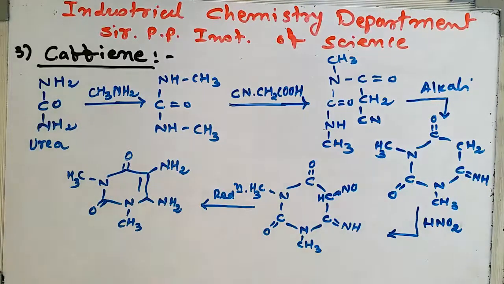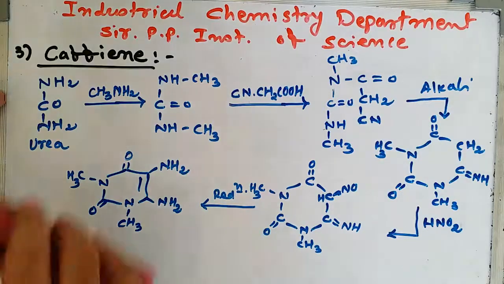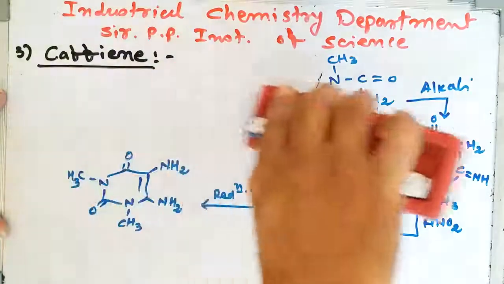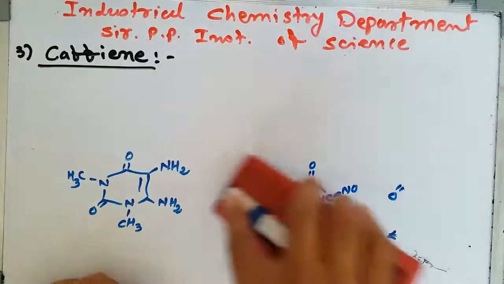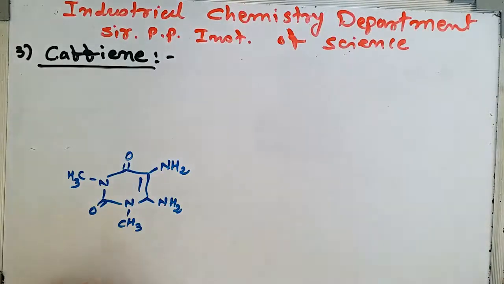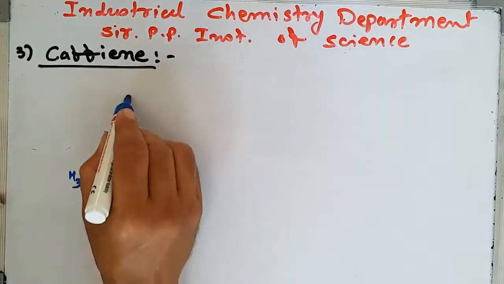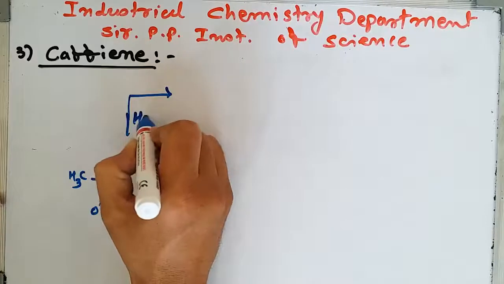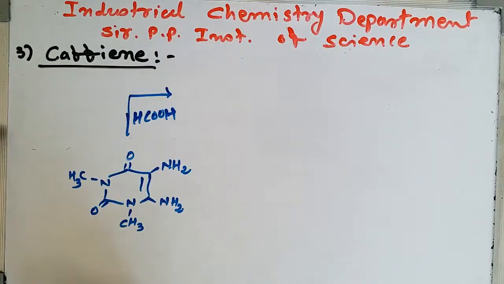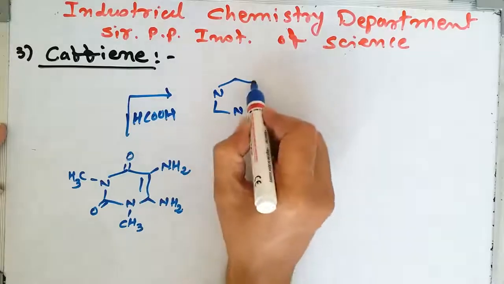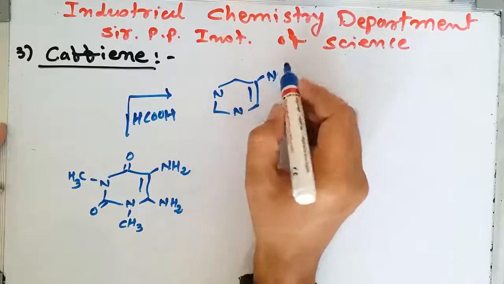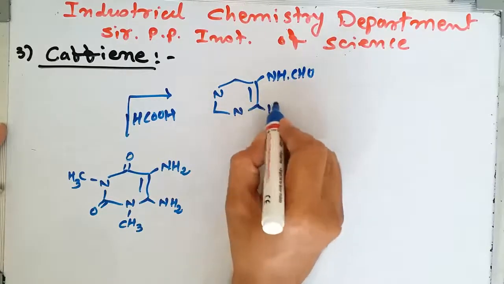Now this amino derivative compound is treated with formic acid, HCOOH. So an aldehyde group is introduced and we get the aldehyde derivative, NHCHO.